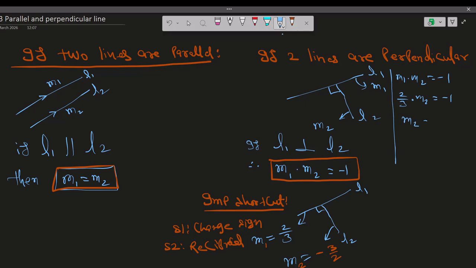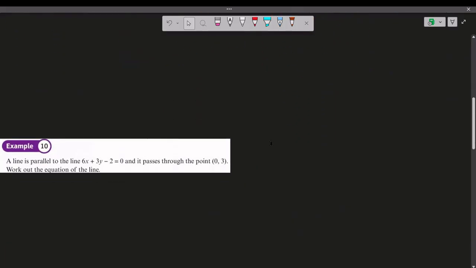What about m2? M2 is minus 1 into 3, that is minus of 3 by 2. Did I get the same one? Yes. Okay. So what we learned here: if two lines are parallel, their gradient will be the same, and if two lines are perpendicular, the product of the gradients will be minus 1. As a shortcut, change the sign and take the reciprocal. You will get the gradient.